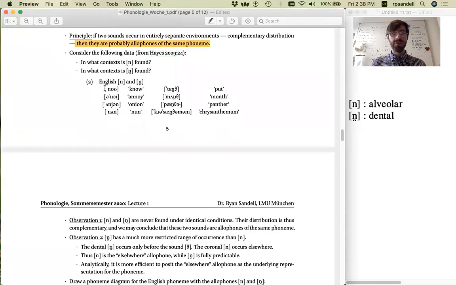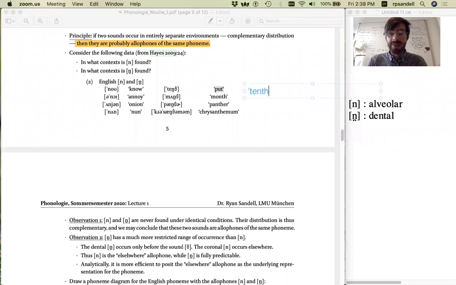So we have words such as no, annoy, onion, and none, which contain the alveolar nasal, but the nasal in the words, there's another typo, it should read 10th. Let's annotate that and correct that. So that should read 10th, as in the ordinal number. 10th, in the words 10th, month, panther, and the flower chrysanthemum. Instead, there is a dental nasal, and in fact, it's almost an interdental nasal.